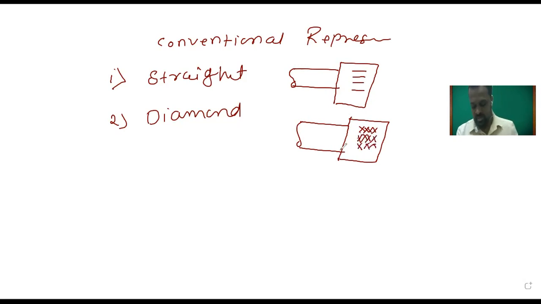Okay, see here, this is the conventional representation for the diamond knurling, and this is the conventional representation for the straight knurling. We just have to show it like this. When this drawing is there, we will easily understand that we have to provide straight knurling, and when such a convention is there, we can easily understand it will be diamond knurling. Like this we have to draw.